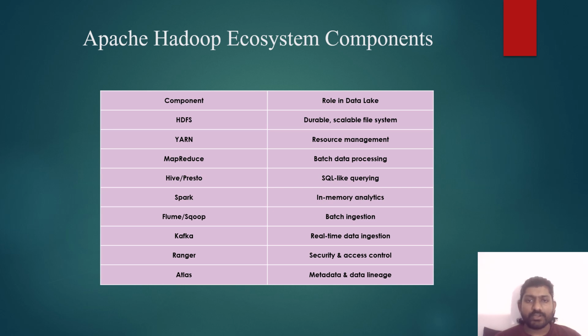Apache Hadoop ecosystem components. Let's now walk through the major components of the Hadoop ecosystem and how they support a data lake. HDFS stores the actual data, and YARN manages the computational resources. MapReduce processes large-scale batch jobs. Spark enables faster in-memory processing. Hive and Presto act as SQL query engines over large databases. Kafka and Flume handle data ingestion in both batch and real-time formats. Sqoop brings in relational data. Ranger and Atlas handle security, governance, and metadata tracking. Together, these tools form the backbone of a modern enterprise data lake.